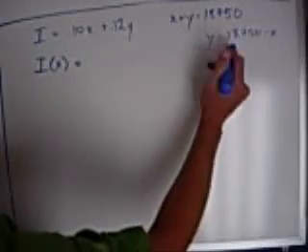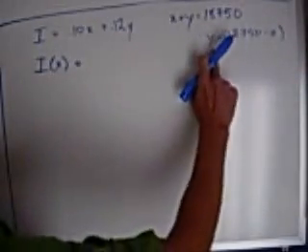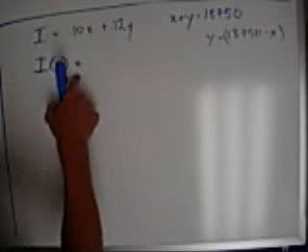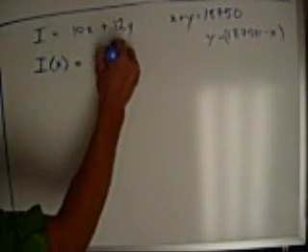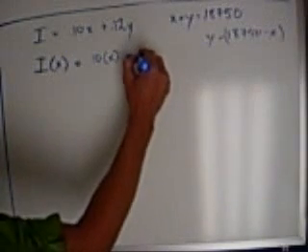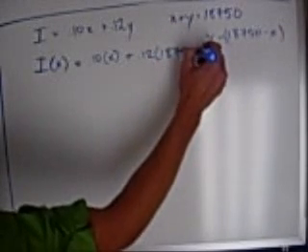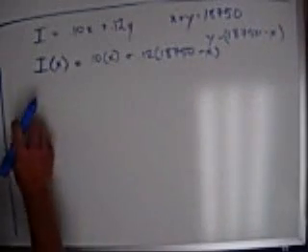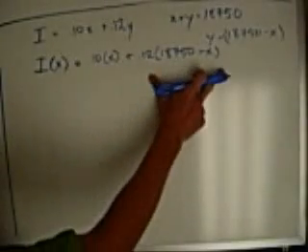Okay? So now I'm going to take this term here and plug it in for my Y, because that's what Y is equal to. So then I get over here my interest as a function of X. So here I've got 0.10 times X plus 0.12 times (18,750 minus X). Okay? So that's the answer to part A. Now I have the interest that I make based on X.